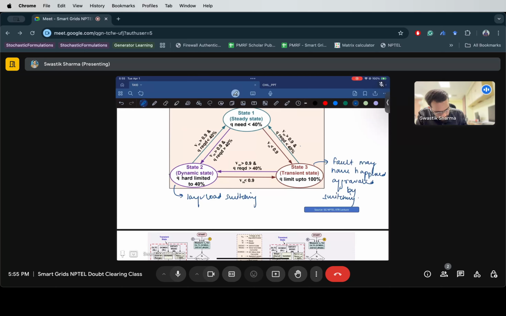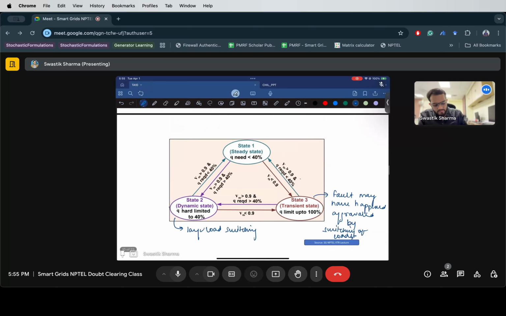Aggravated by switching off loads. And for this, we want to make sure all the devices that we have in the system are able to have the limit of up to 100%. They can inject up to the 100% rated capacity, right? And this is what the CVC scheme does. So this is an existing CVC scheme.